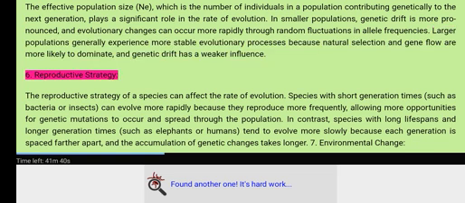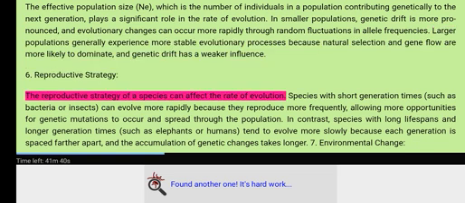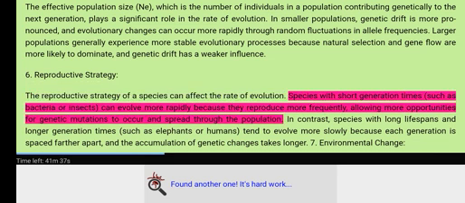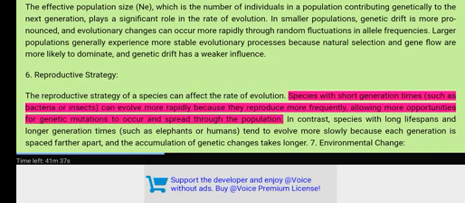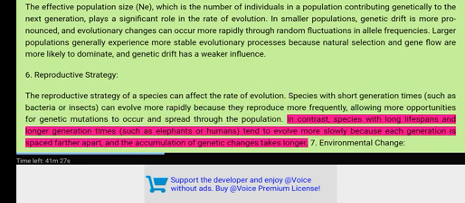6. Reproductive strategy. The reproductive strategy of a species can affect the rate of evolution. Species with short generation times, such as bacteria or insects, can evolve more rapidly because they reproduce more frequently, allowing more opportunities for genetic mutations to occur and spread through the population. In contrast, species with long lifespans and longer generation times, such as elephants or humans, tend to evolve more slowly because each generation is spaced farther apart, and the accumulation of genetic changes takes longer. 7. Environmental change.